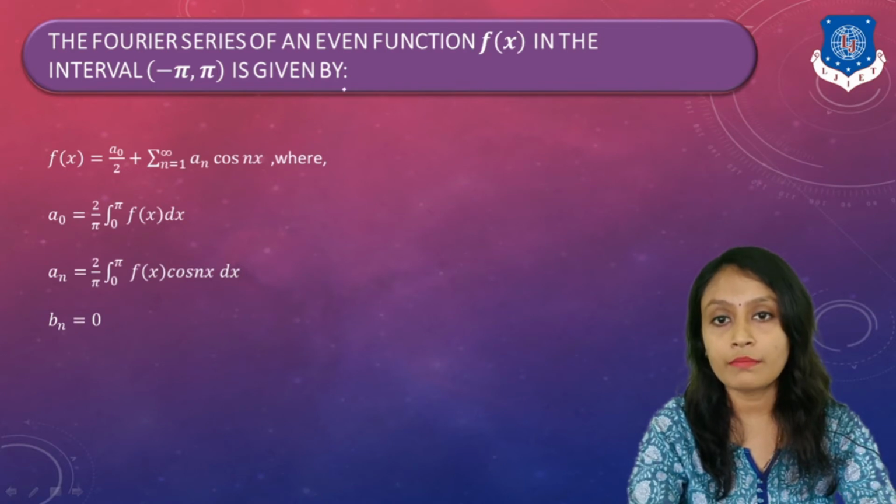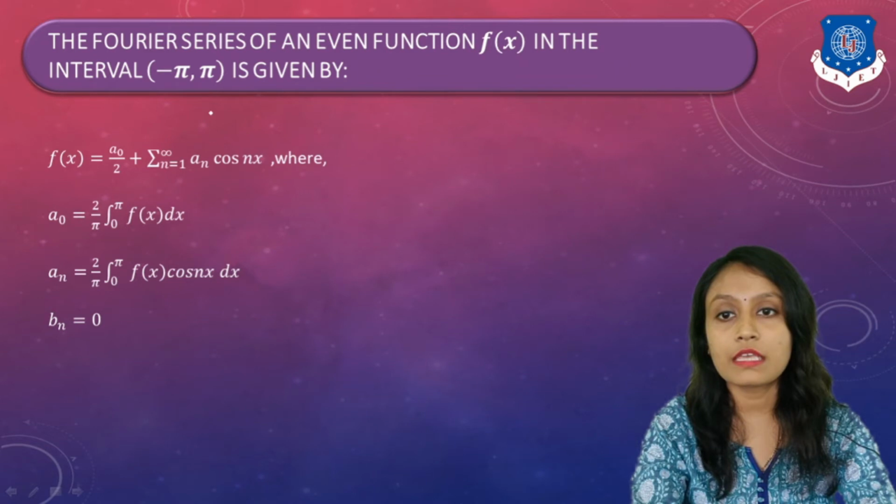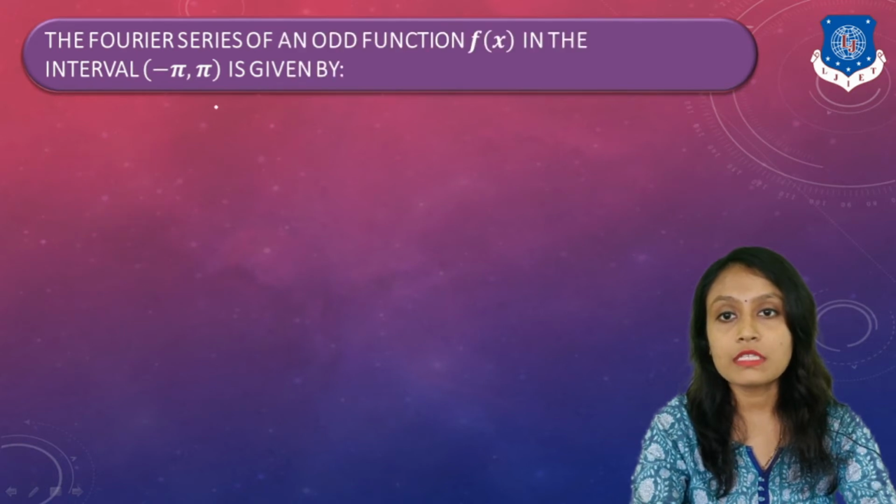So you have to remember one thing: whenever a function is even and the interval given is minus pi to pi, then bn will be equal to 0, and the formula for a0 and an will be equal to this. For a0 we have this formula and for an we have this formula, right? Then we have to substitute the value of a0 and an in this f of x formula, so you will get the final answer.